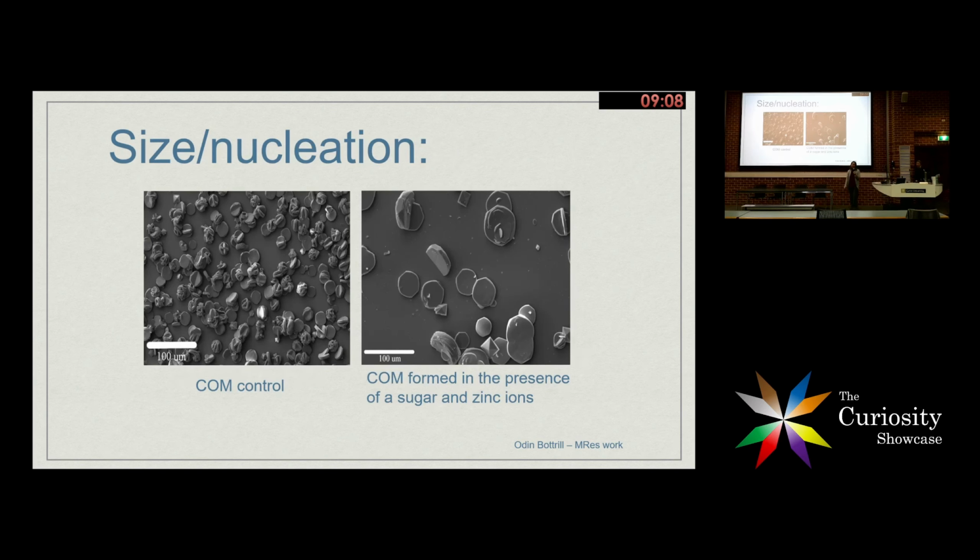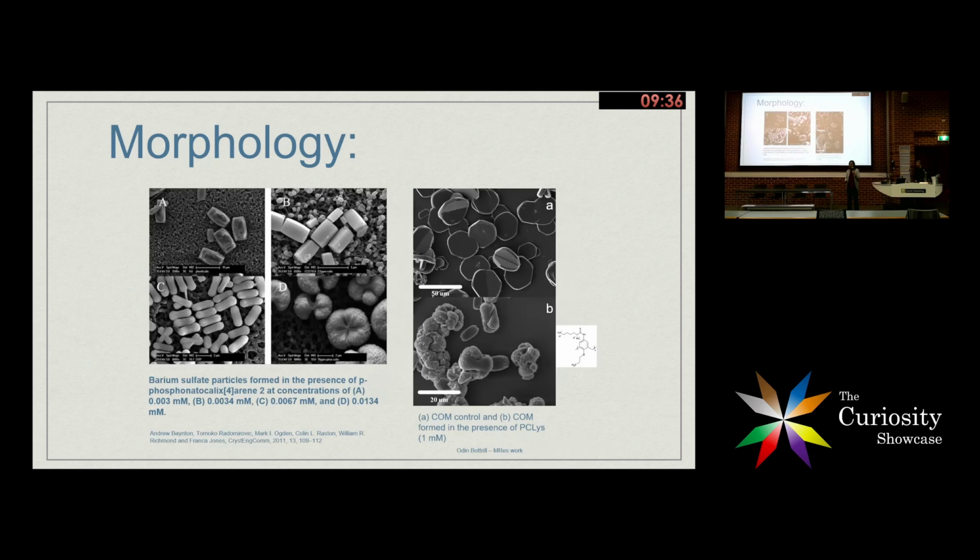So here's some examples where calcium oxalate monohydrate is a solid that you find in kidney stones. Now, if you actually add some sugar and zinc into the solution, then what you have is clearly a lot fewer particles of the calcium oxalate monohydrate, and those particles are a lot bigger. You can change the shape of the particles formed.